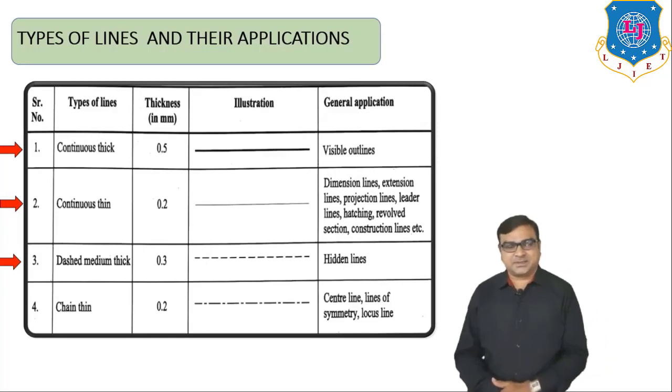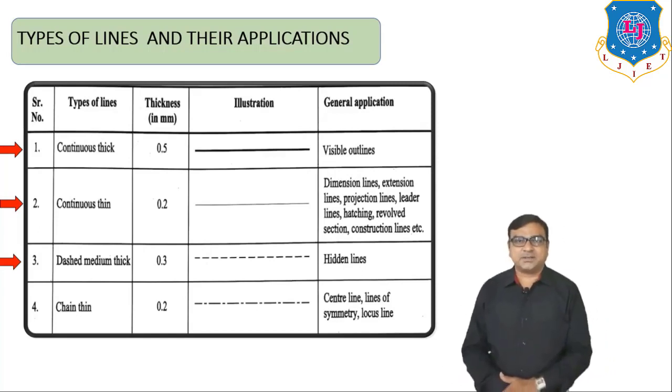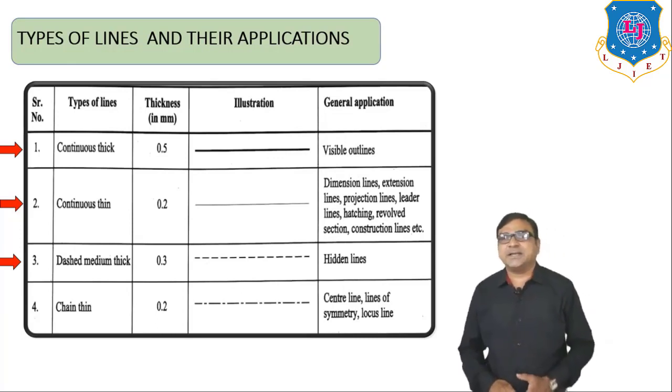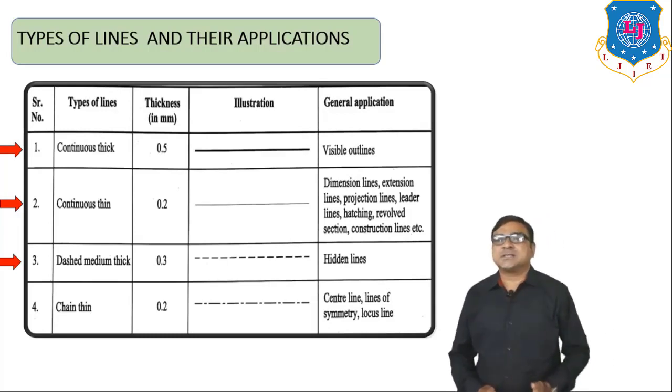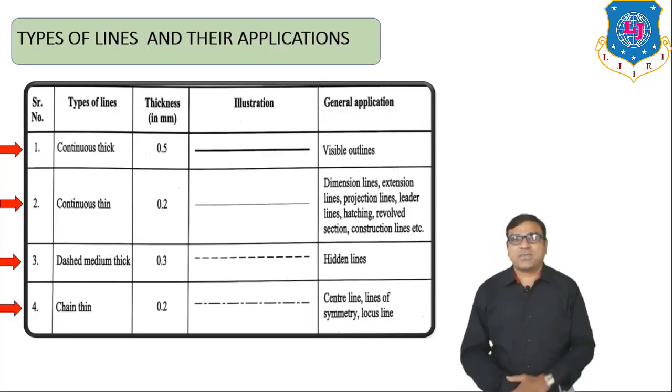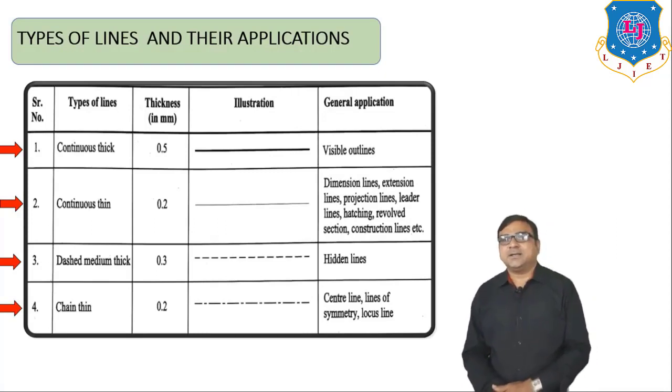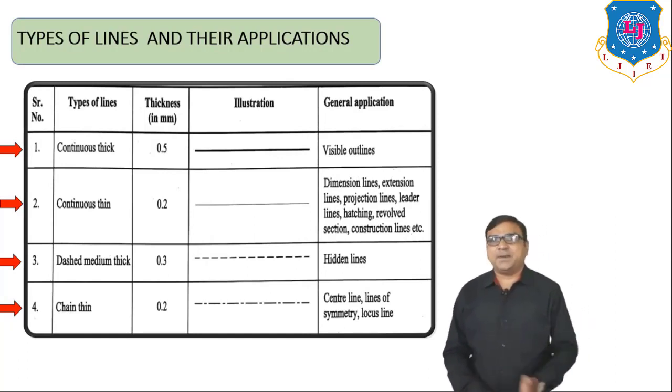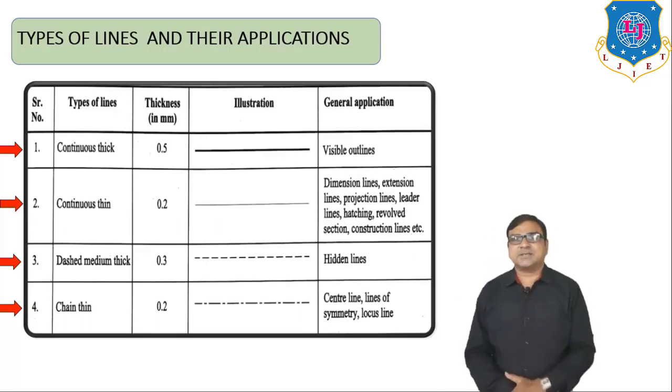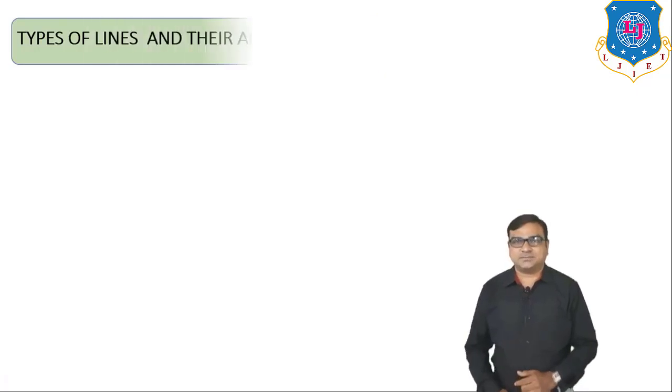Then dashed medium thick. It may be 0.3 millimeter and the illustration of that line is dash, dash, dash, dash, dash, dash. It is used to represent the hidden line of the surface or line. Now chain thin, 0.2 mm thickness, and it is drawn like line dash, line dash, line dash, line dash. The application of this line is to represent the center line, line of symmetry, and locus line.